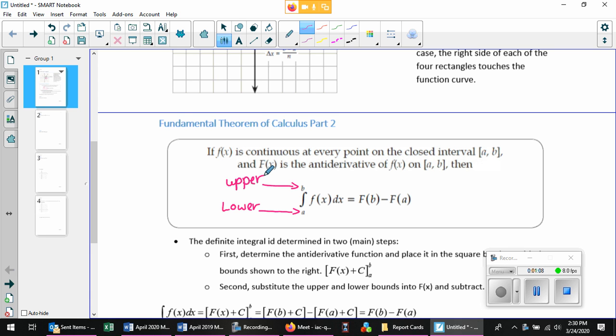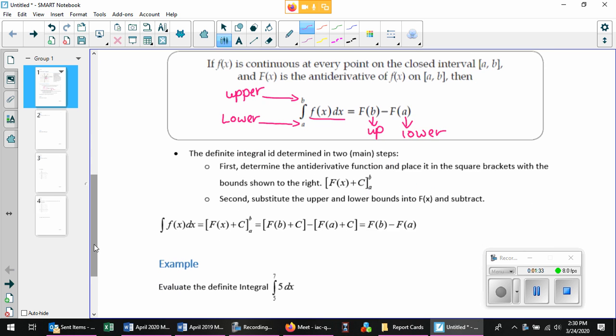You have to antiderive this. Once you get the antiderivative, you substitute the upper limit into the original formula and subtract the lower limit once it's been inserted into the original formula. That gives you the area under the curve. So two main steps. Step 1, find the antiderivative.